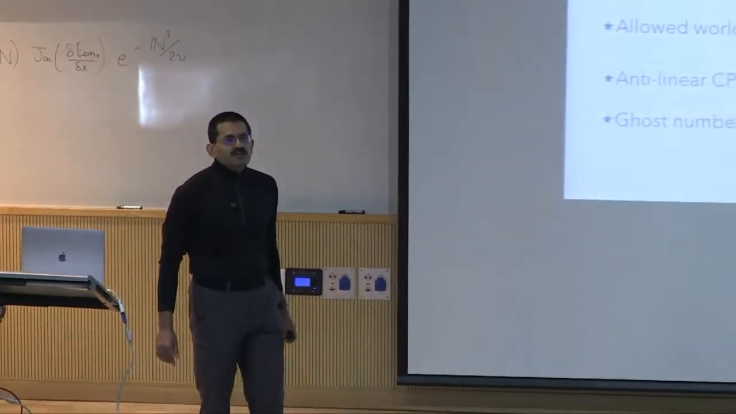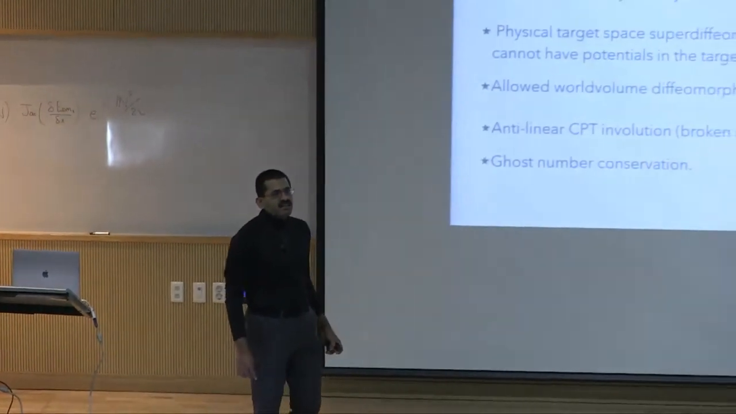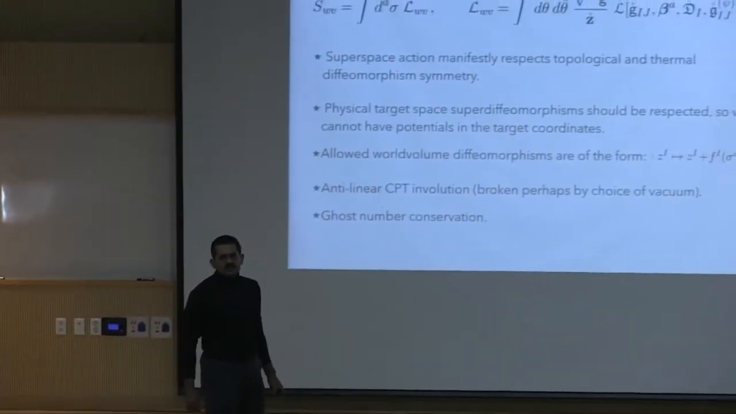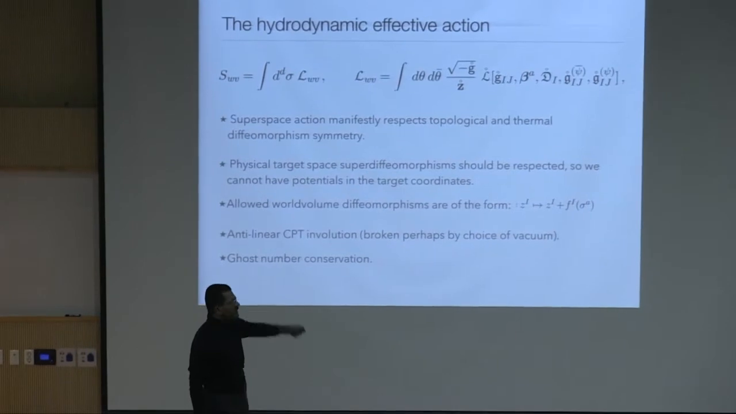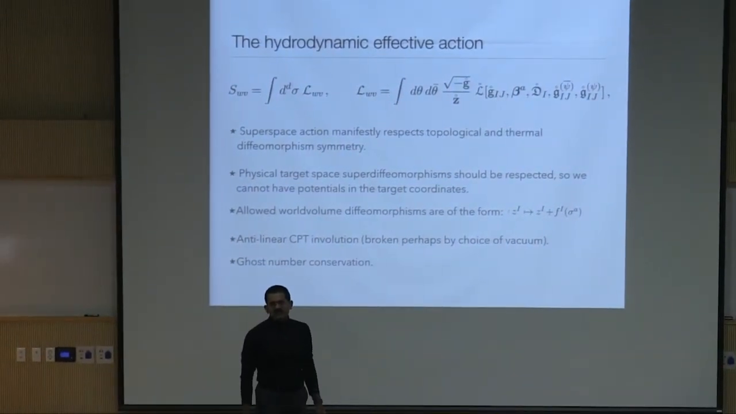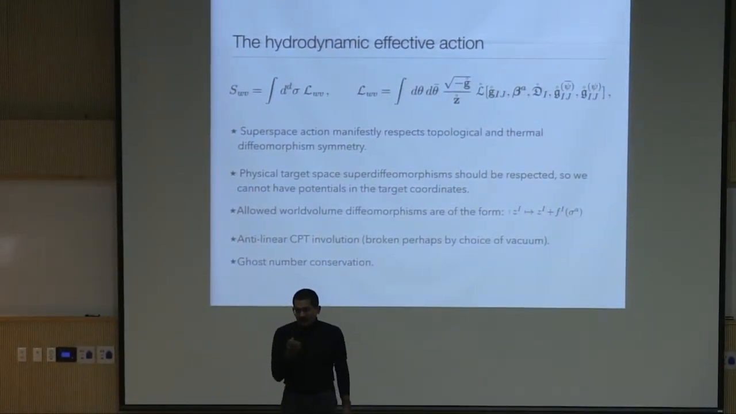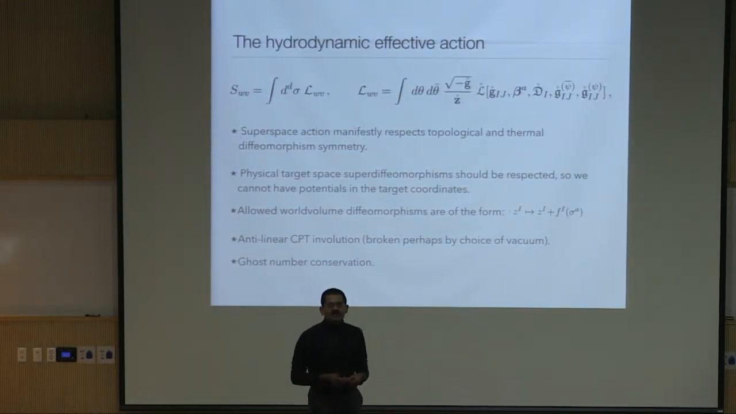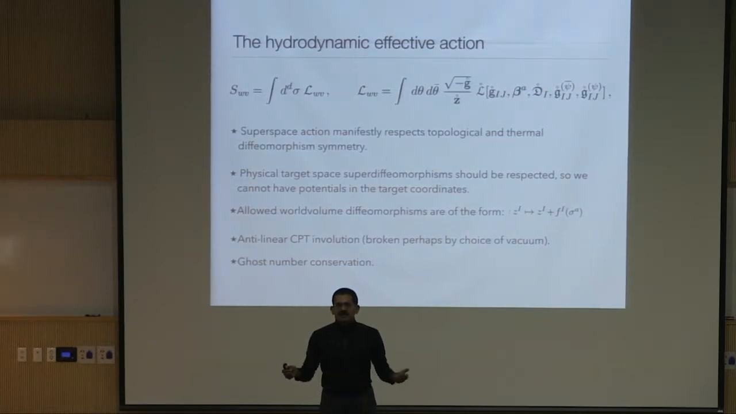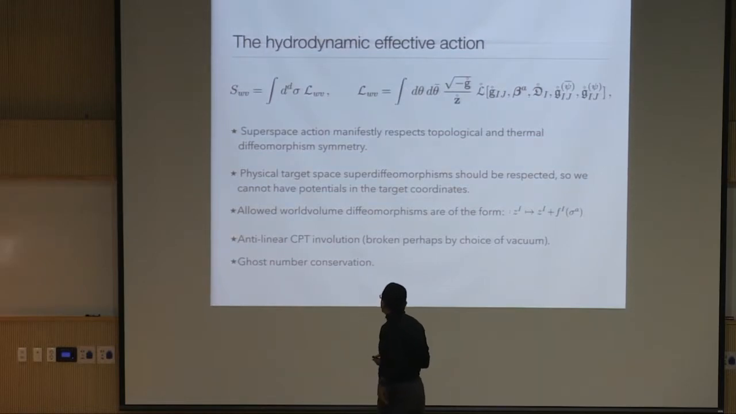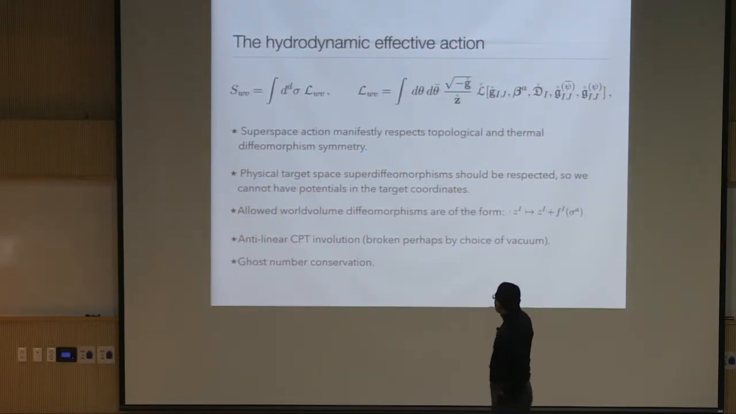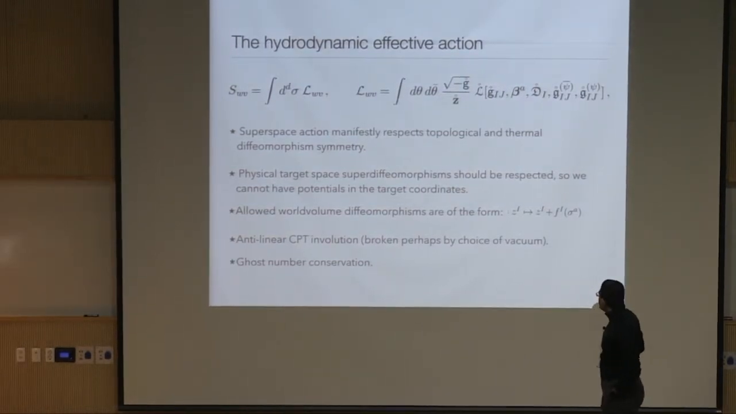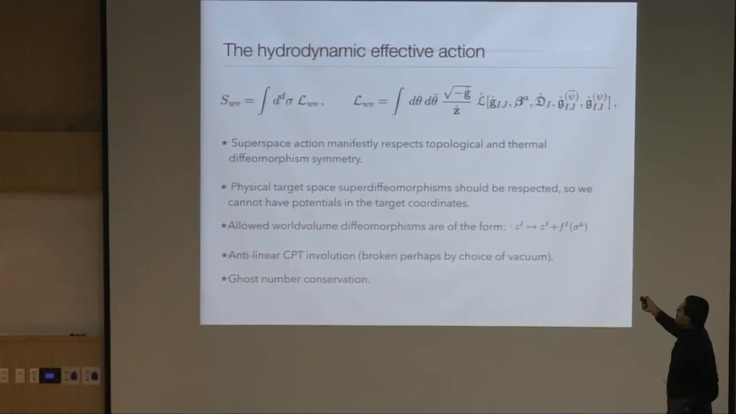So, let's put all these rules together and you'll see the payoff. The payoff is just all hydrodynamic effective actions are written in one function of a certain set of variables that you can go and expand to whatever order you like, because this is now an effective action with definite symmetry principles. So the Lagrangian is a full superspace integral built with the following set of rules.